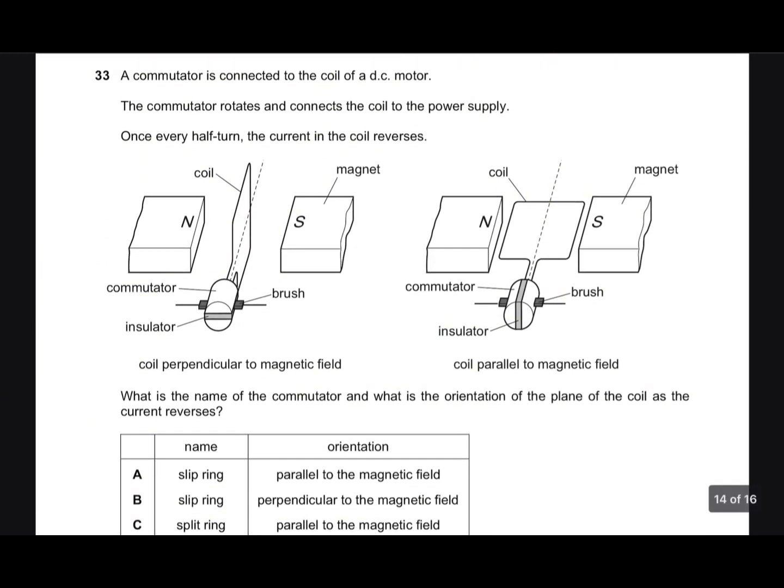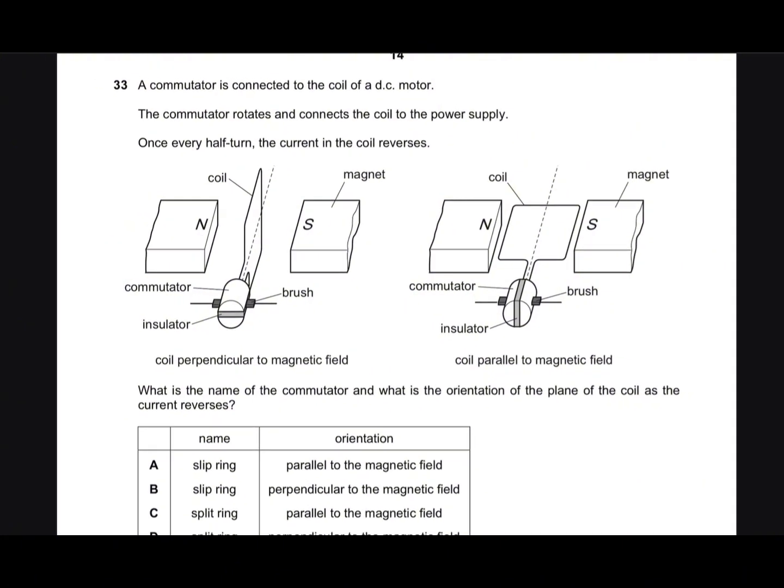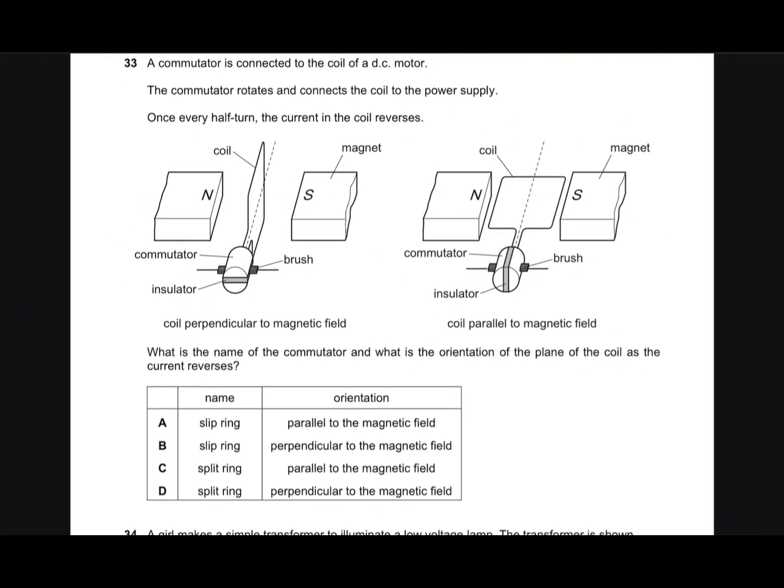A commutator is connected to the coil of a DC motor. The commutator rotates and connects the coil to the power supply. Once every half turn, the current in the coil reverses. What is the name of the commutator, and what is the orientation of the plane of the coil as the current reverses? As we can see, this is a commutator, and we have brushes and an insulator in between. So this is a split ring commutator.